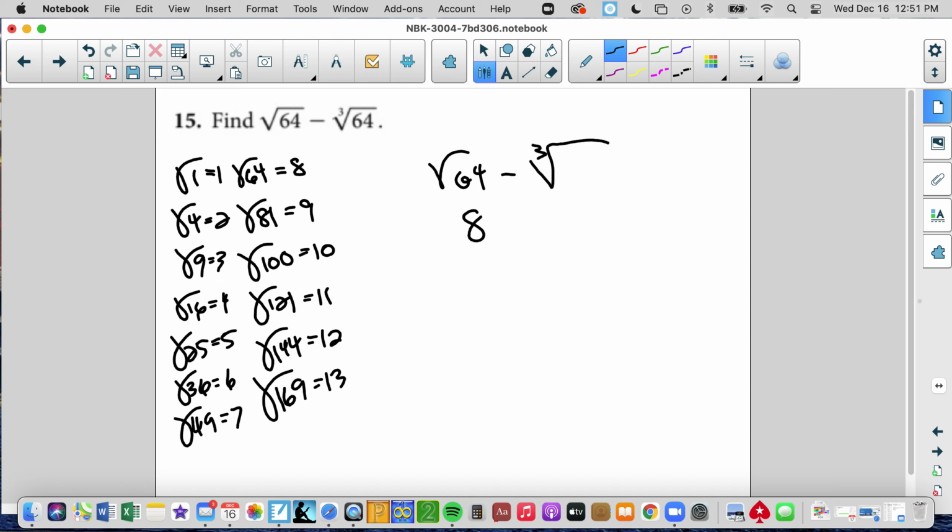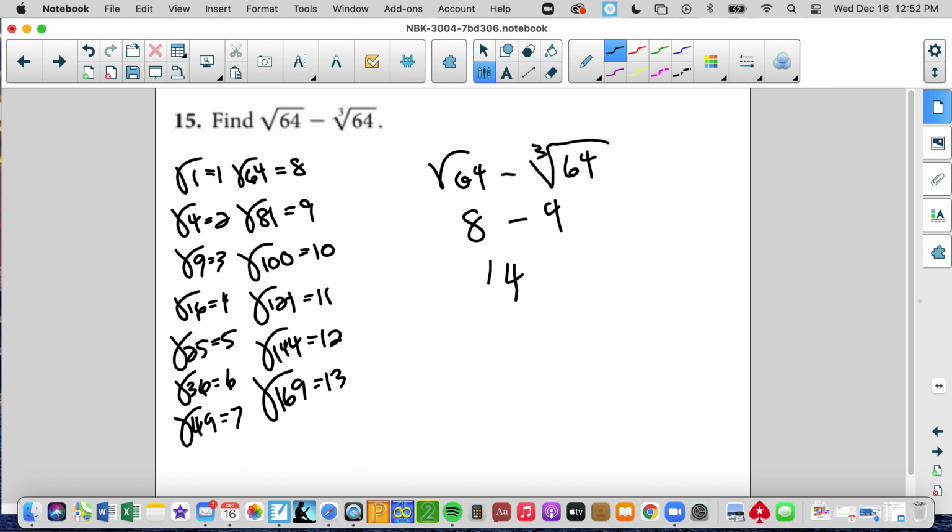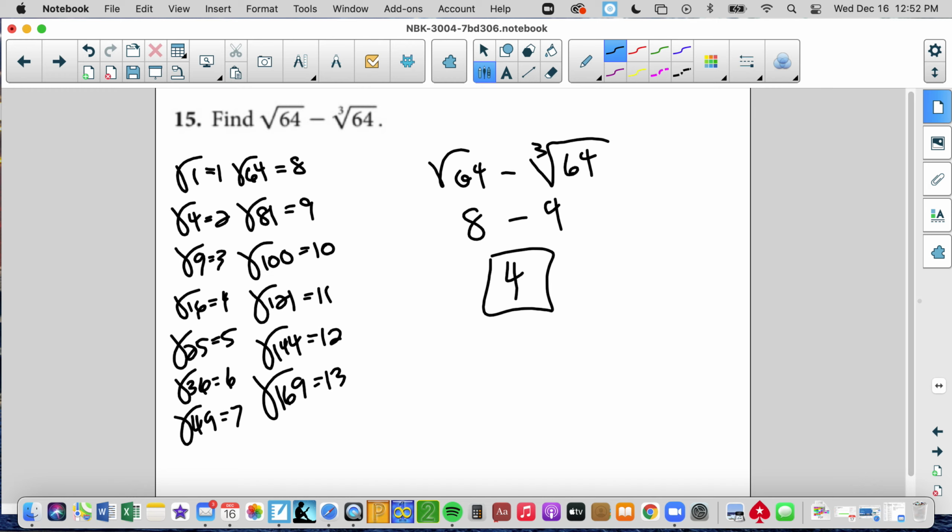Cube roots you should know. You should know the cube root of 27. That one's relatively easy. Cube root of 8. So the cube root of 64 is 4. But you can, again, go on your calculator, type in 64, hit the cube root, that equals 4. So you get 8 minus 4, which is 4. So that's how you can do that one.